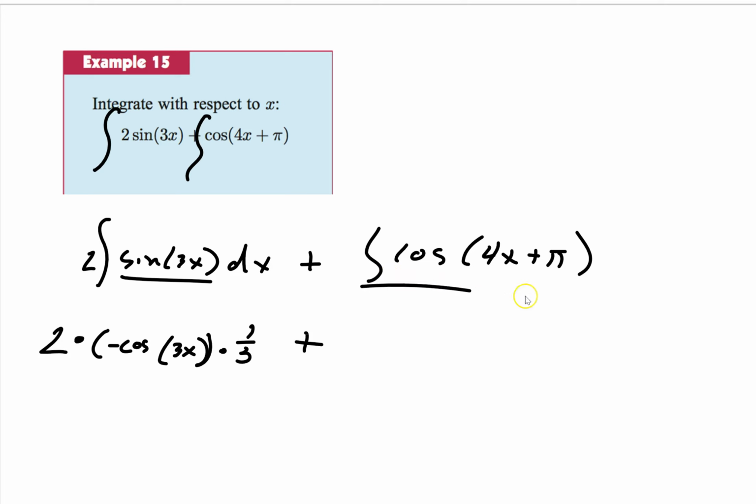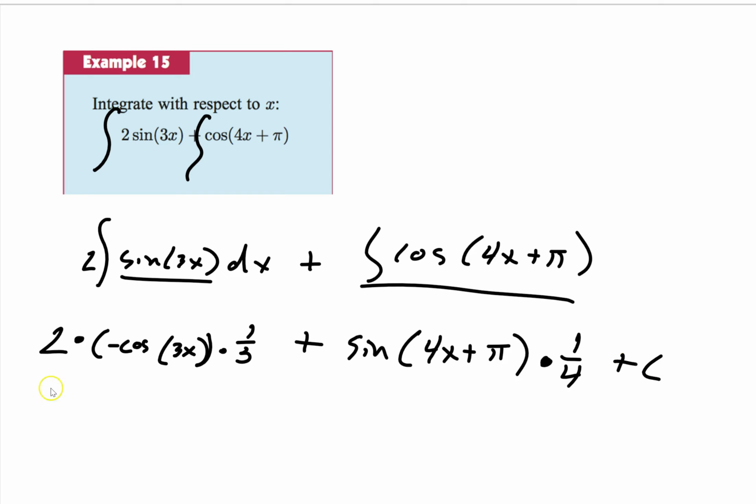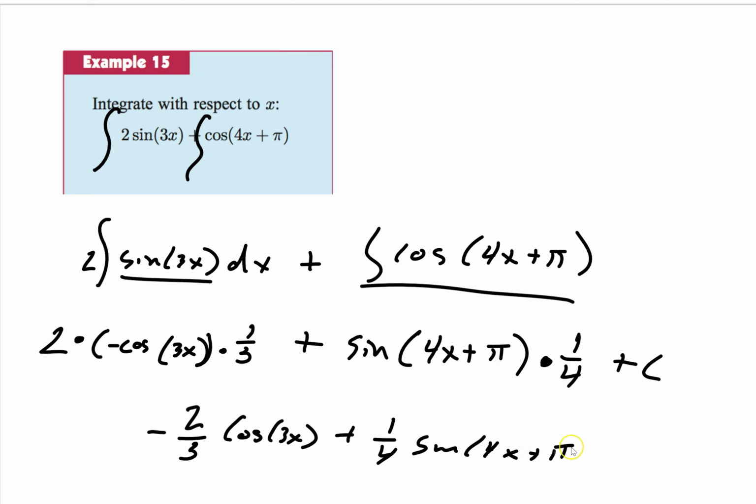Plus, same thing here, right? Integrate the outside, the integral of cosine is just sine. Leave the inside alone. And then divide by the derivative of the inside. Now, again, pi is just a number. It looks funky and it's cool looking, but it's just a number, so it goes away. The derivative of that is 0. The derivative of this is 4, so we're going to divide by it, 1 over 4. Then we get the plus c. And then we're done. We can make it a little prettier. Negative 2/3 cosine 3x plus 1/4 sine of 4x plus pi plus c. And that's how you do reverse chain rule.